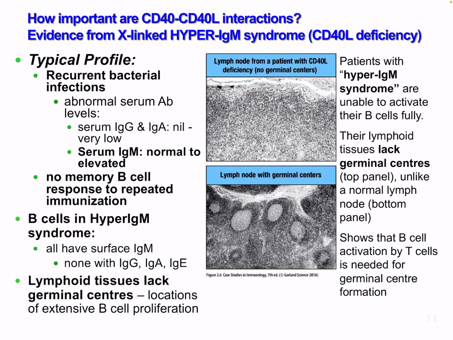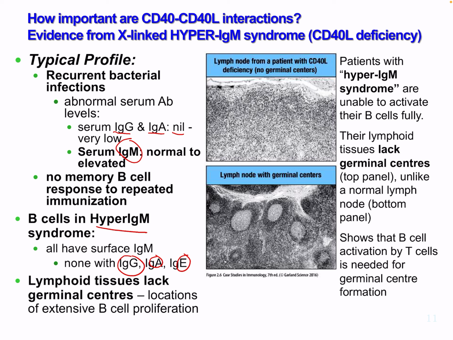So, X-linked hyper IgM syndrome. A typical profile is recurrent bacterial infections and abnormal serum antibody levels. Serum IgG and IgA are none to very low. Serum IgM is normal to elevated, and there's no memory B cell response to repeated immunization, which is kind of crazy. So B cells in hyper IgM syndrome all have surface IgM, and none with IgG, IgA, or IgE.